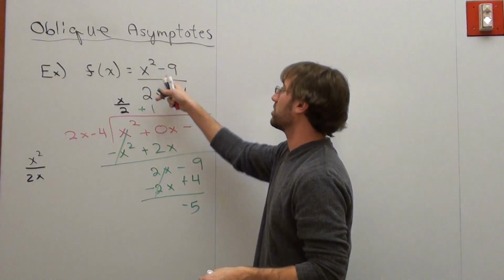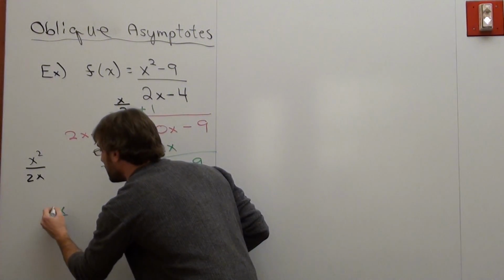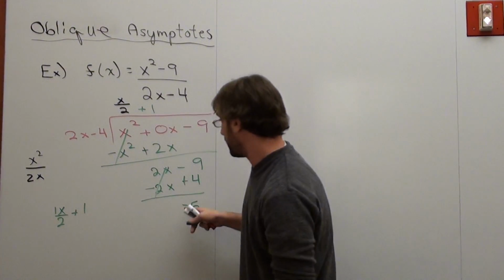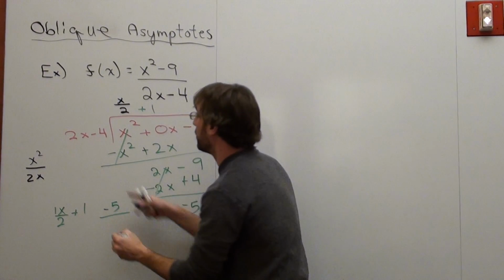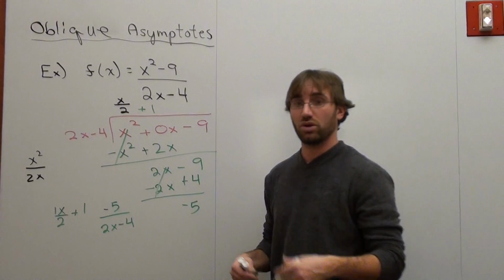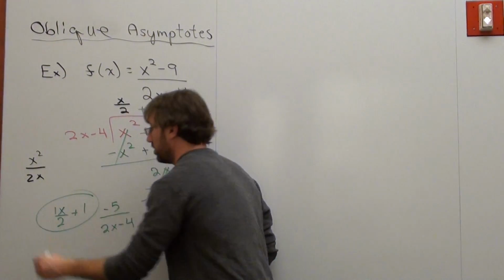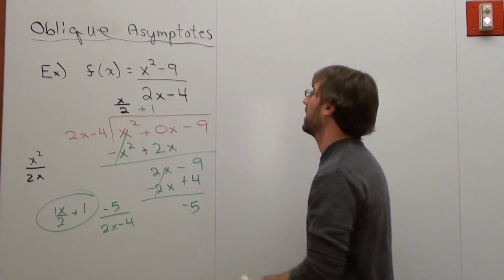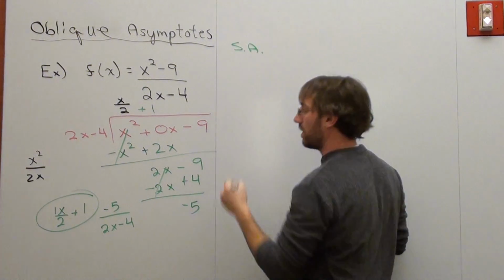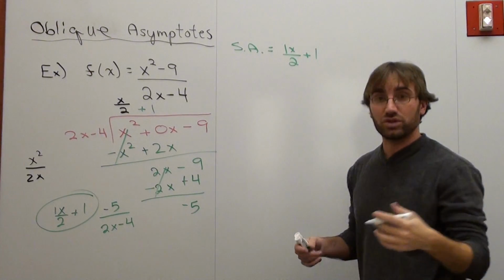So your answer when you take this one divided by this one is 1x over 2 plus 1, remainder negative 5 over 2x minus 4. When we're finding the slant asymptote, all we do is disregard the remainder. So our slant asymptote is actually 1x over 2 plus 1. That's it. So I'm going to use this part of the board right now. 1x over 2 plus 1.